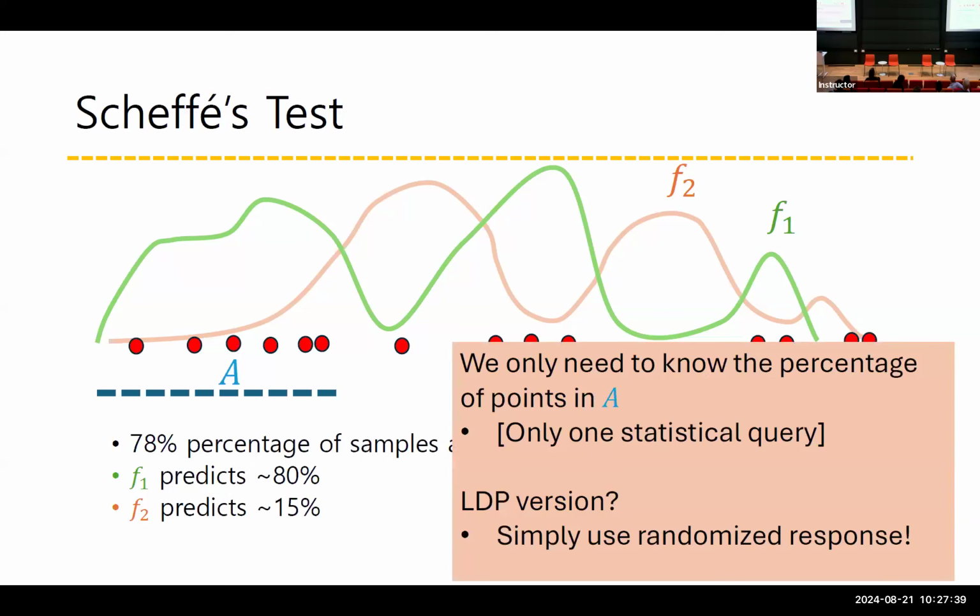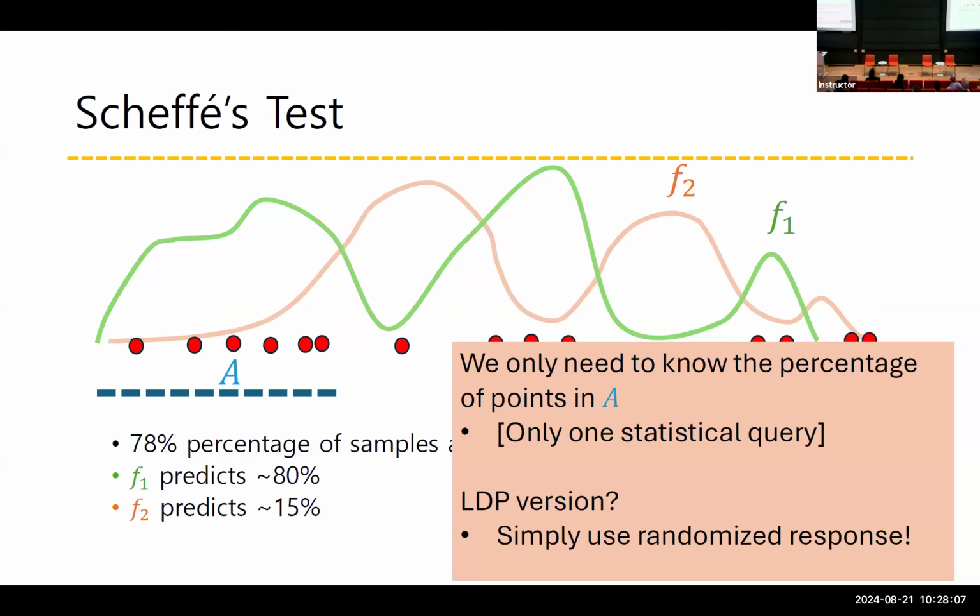You can make it private and locally private very easily. Note that the only thing that we need from the data is how many data points are in A. So it's one kind of counting query, or one question from the data. In order to make it LDP, you can simply run a randomizer: ask each user whether their data point is in A or not, and they randomize and give you the answer.